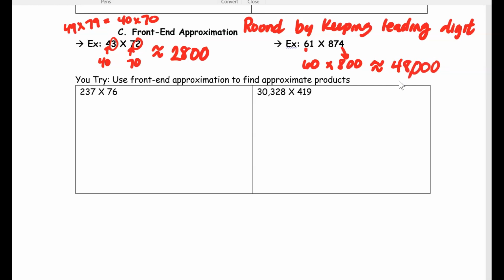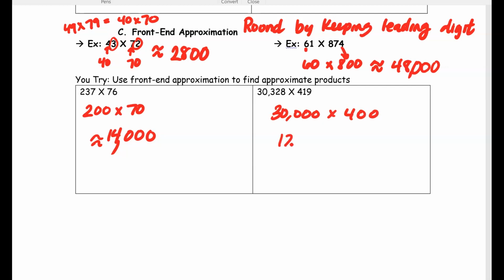And then last but not least, we've got 2 examples here. You try if you want to pause the video and try these on your own. And then I'm going to work them out now. So we've got 200 times 70 gives us a 14 and 3 zeros, 14,000. And then 30,000 times 400. 3 and 4 is 12. 1, 2, 3, 4, 5, 6 zeros. And then I can put commas in if you'd like. So it looks like I got 12 million.